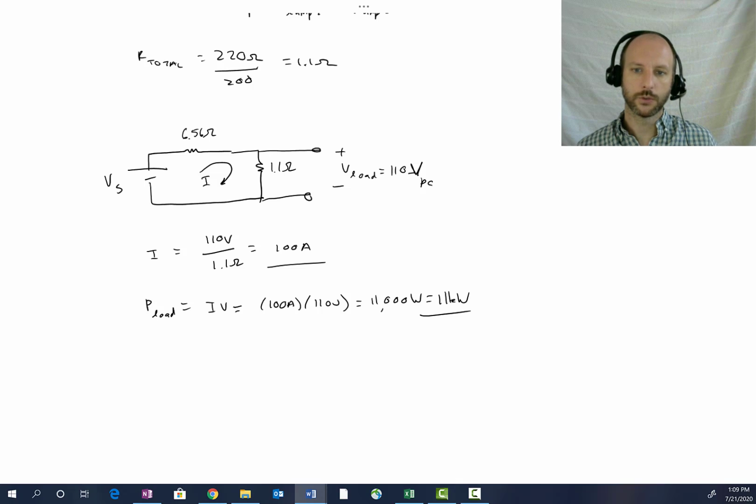Next, what we need to do is figure out what the voltage drop across the lines was. So in all power systems, there is voltage that is lost in the distribution lines. So we want to calculate that next. What is V line? And it's just going to be the current flowing through it times the resistance. So that's 100 amps times 6.56 ohms. So that's a lot, 656 volts.